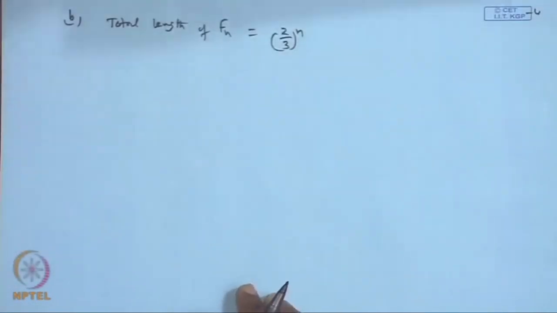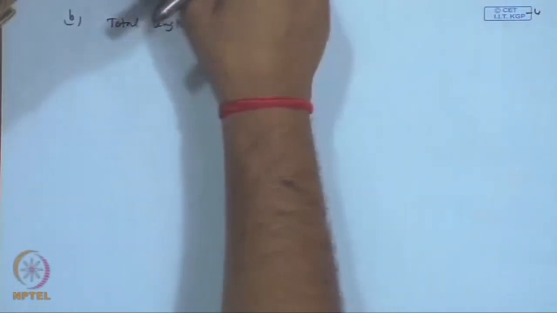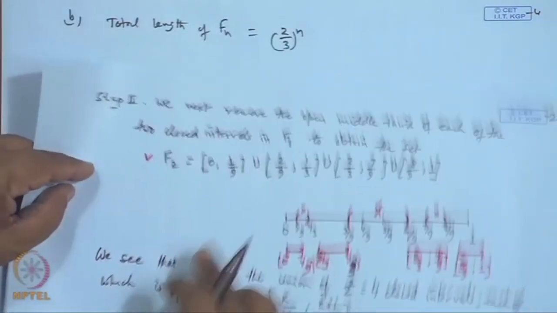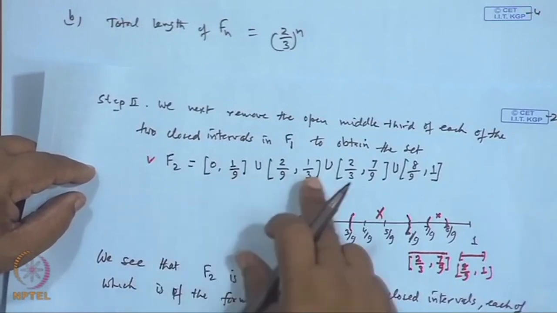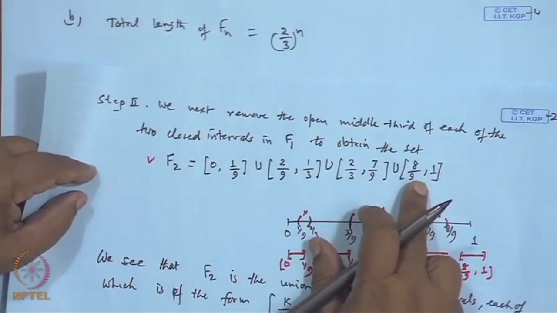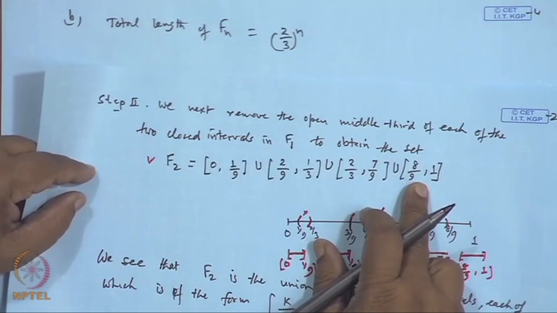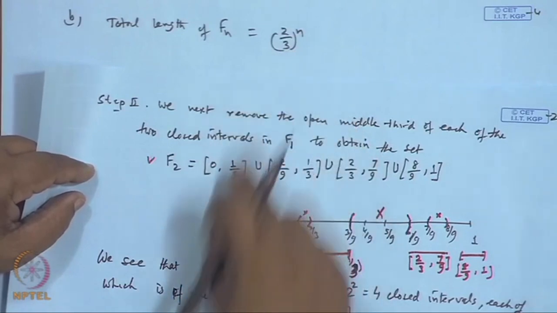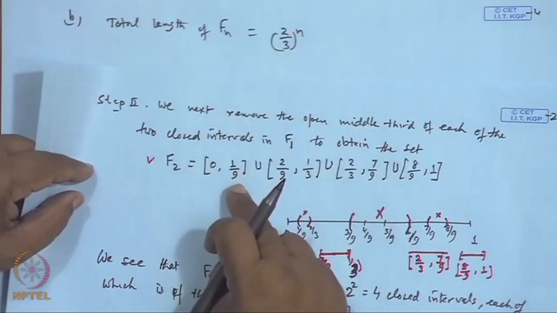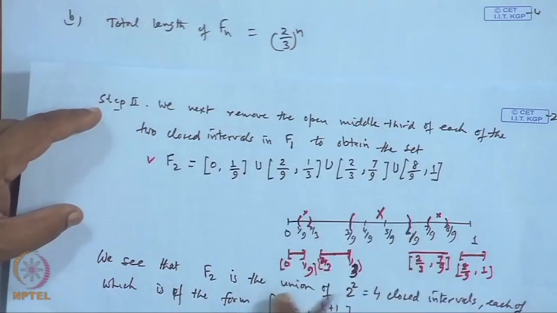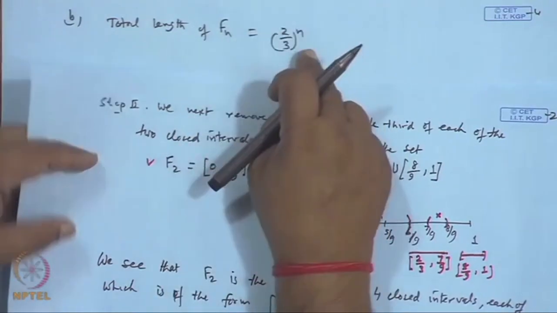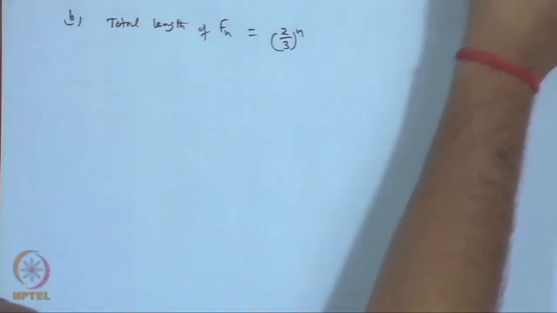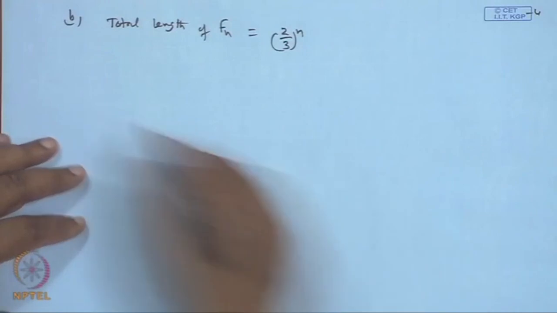When n is 1, it is 2 by 3. When n is 2, the total length is coming to be, what is this? This is 1 by 9, 1 by 9, 1 by 9, 1 by 9, the 4 intervals of length 1 by 9. So, it is 2 square by 3 square. That is, when n is 2, it is 2 square by 3 square, so 4 by 9. So, similarly, when Fn comes, its length will be (2/3)^n. So, in general.